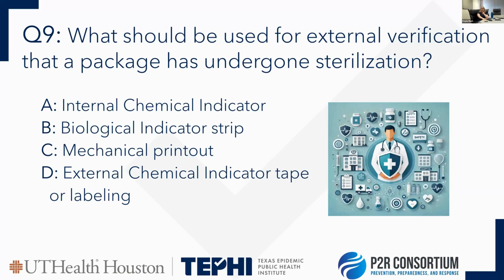Question 9. What should be used for the external verification of packaging that has undergone sterilization? Is that A, internal, B, biological, C, mechanical printout, or D, the external chemical tape or label? Yes, that should be D. The external chemical indicator should be that visual inspection that, yes, we know at least one thing has passed, and that's the tape that I showed you in the presentation that will have a chemical change.